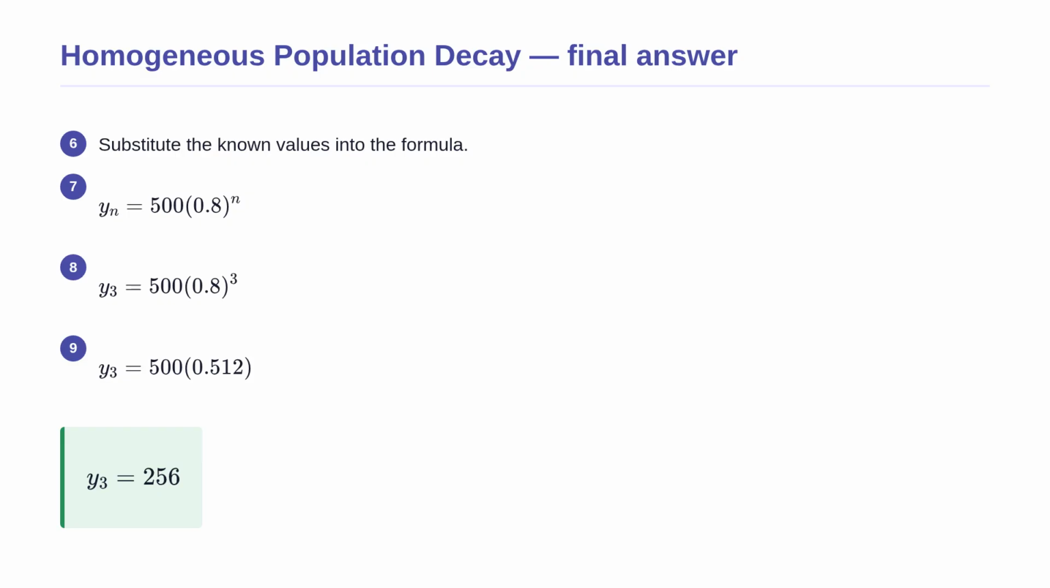We must calculate the exponent first. 0.8 raised to the third power is 0.512. This decimal tells us that exactly 51.2% of the original mass will remain. Finally, we multiply 500 by 0.512. This gives us our final answer of 256. Physically, this means exactly 256 grams of the isotope remain after 3 years of continuous decay.